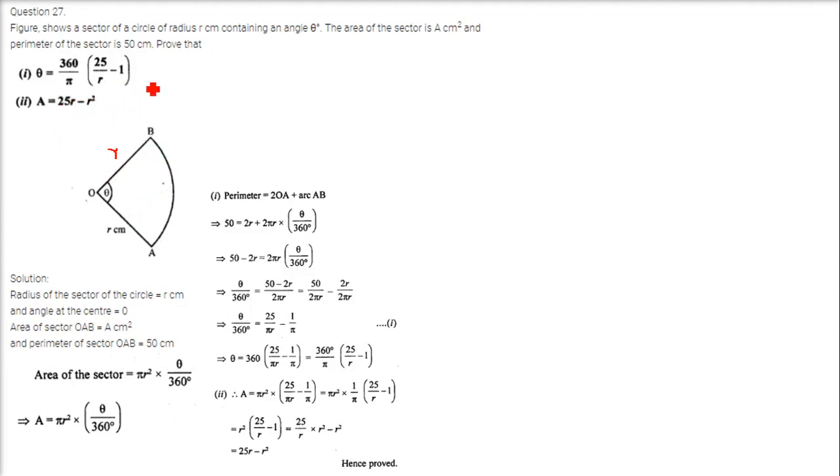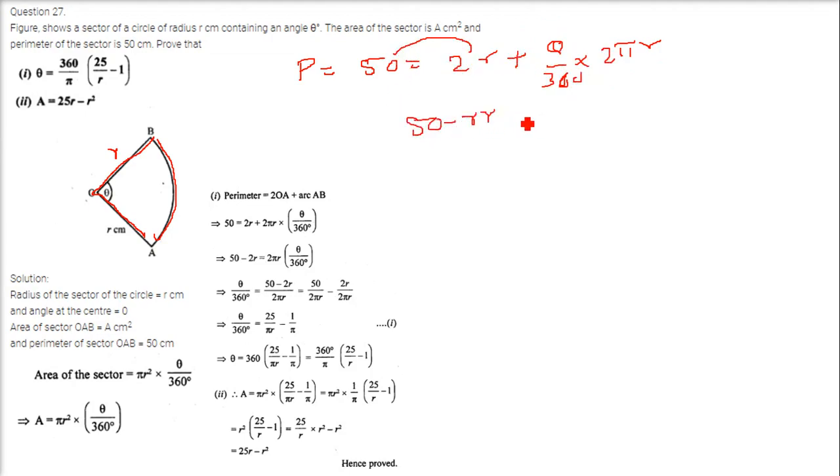So area of the sector is what? See, we know area of the sector is theta by 360 into pi R square. This we know. So what is the perimeter? Perimeter is given, it is 50, and which is equal to R plus R is 2R, plus the length of the arc, which is theta by 360 into 2 pi R. Right? So just keep this theta here and put this on this side. So this will be 50 minus 2R, equal to theta by 360 into 2 pi R.